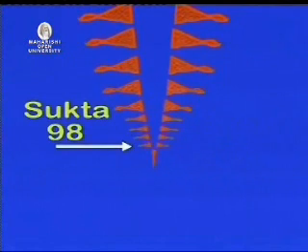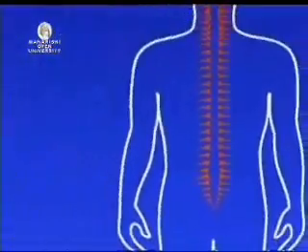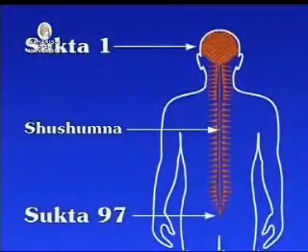And here is Sukta 98, Sukta 99. Between the cortex of the brain and the tip of the spinal cord, there is a hollow canal called the central canal. This canal, now seen blinking in red, corresponds to the value of Sushumna in Veda.